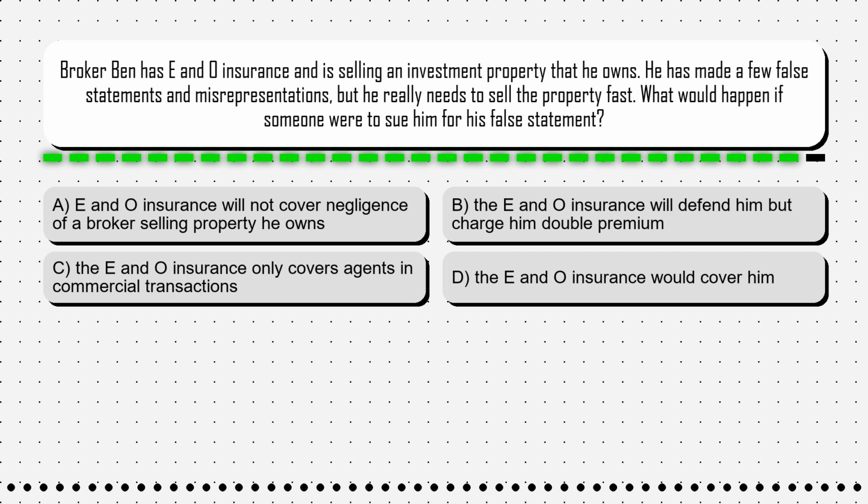Question 91. Broker Ben has E&O insurance and is selling an investment property that he owns. He has made a few false statements and misrepresentations, but he really needs to sell the property fast. What would happen if someone were to sue him for his false statement?